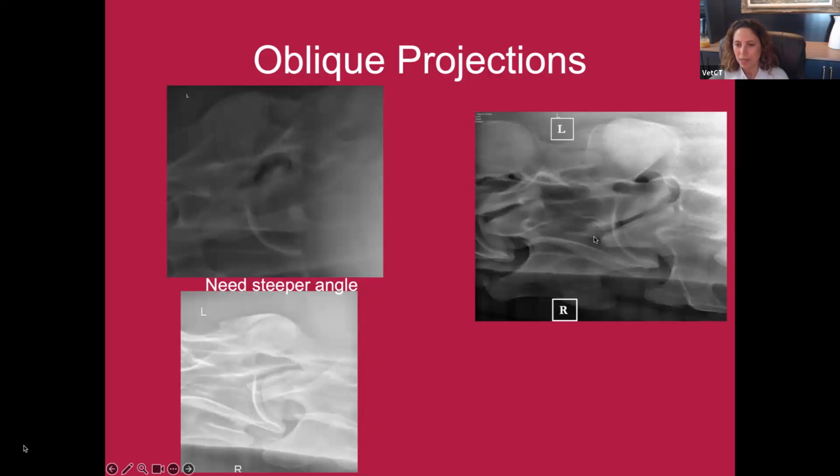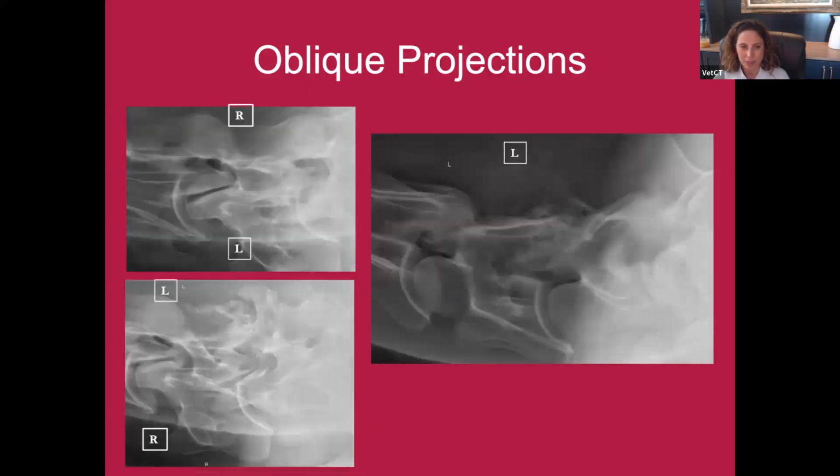So bottom line, get this joint space over this disc space and right in the middle. And it takes practice. This is just an example showing how we can really localize pathology. This is a middle-aged warmblood horse that had a septic articular process joint.